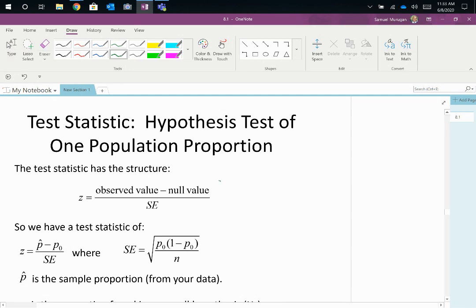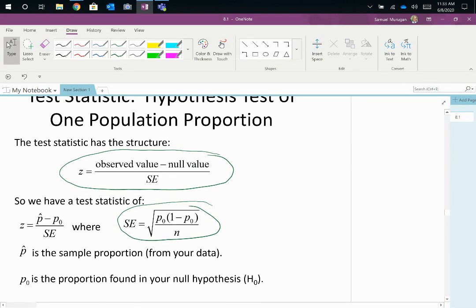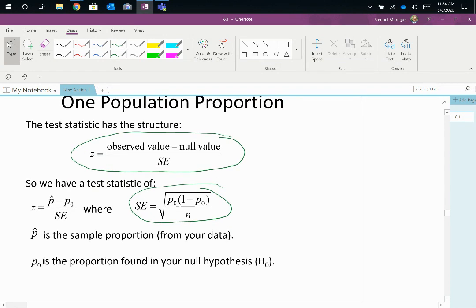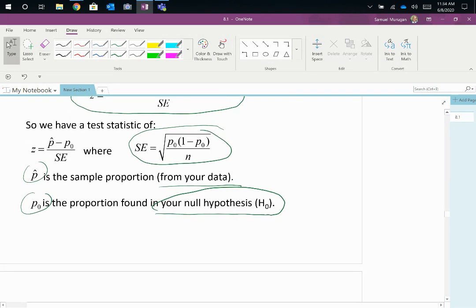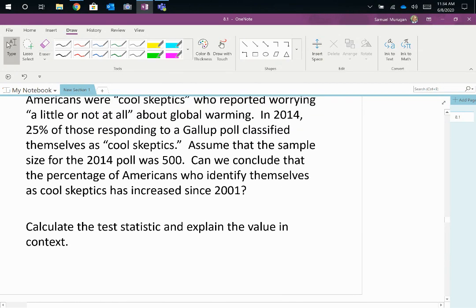The test statistic has an observed structure. Z, the test statistic, is the observed value minus the null value divided by the standard error. And we remember using the standard error in chapter 7, where SE is equal to the square root of P0 times 1 minus P0 over N. In this case, P hat is the sample proportion from your data, and P0 is the proportion found in your null hypothesis H0. This is generally done using technology, so we're not going to worry about it too much, okay?